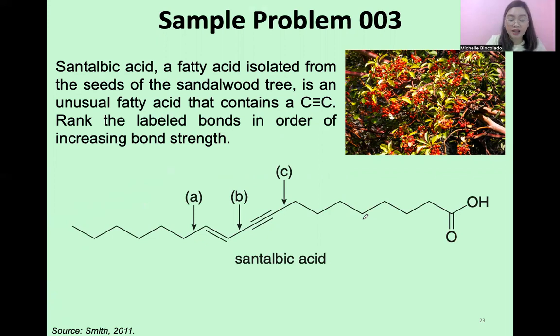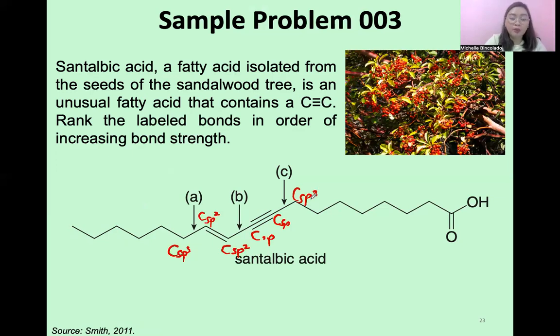Ang gagawin, guys, natin, we will determine the hybrid orbitals na ginamit for the following bonds. Magpapalitan ako, guys, ng color. Ayan. So let's have A. Ito ang ating bond A. So obviously, guys, this is carbon sp3 at yung carbon na to, kasi ito yung nakaturong bond is sp2. For B naman, guys, this is carbon sp2, carbon sp. For C naman, carbon sp and carbon sp3.